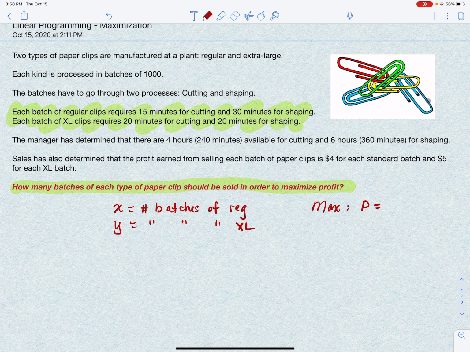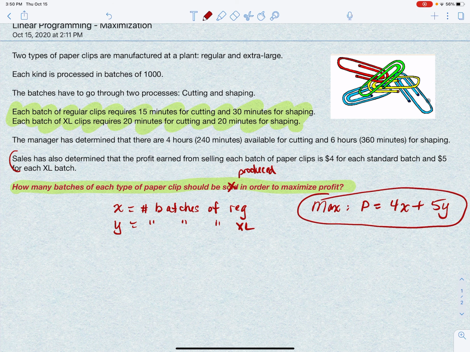And what we are told in this passage right here is that each batch of standard gives us $4, and each batch of extra large gets us $5. Okay? Actually, what I realized here is that this isn't necessarily sold, this is produced. It's a minor point because we're assuming that we sell whatever we produce. So this is what our objective function is going to be. We're not going to graph that.